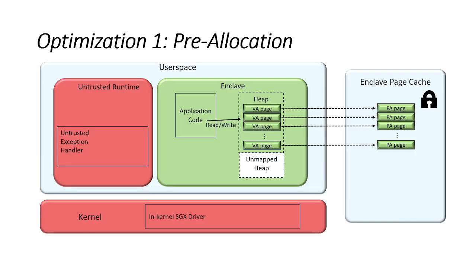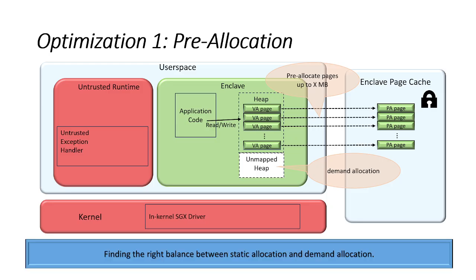Let's start with the first optimization, that is pre-allocation. In pre-allocation, the number of pages to be allocated and mapped at enclave initialization can be decided at the time of initial configuration. Say we pre-allocate up to X MB. The rest of the pages from the unmapped heap are mapped on demand by the application. The optimal size of a pre-allocated heap is a matter of finding the right balance between static allocation and demand allocation.